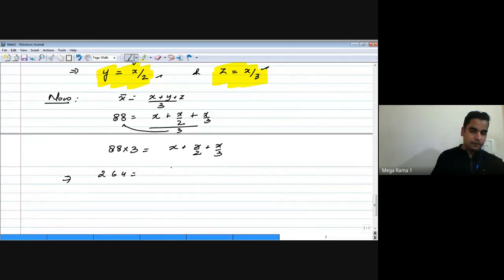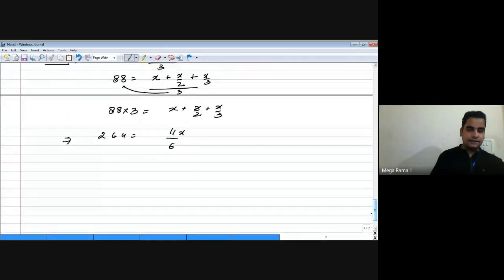6 plus 3 plus 9 is 11x. Okay. Is that clear? Right? So we have 264 into 6 is equal to 11x. This 11 can cancel this 264 24 times. So the value of x I got is 144, since 6 into 24 is 144.